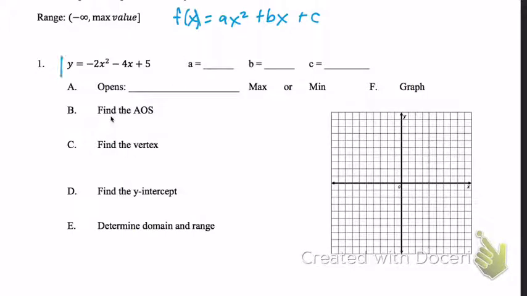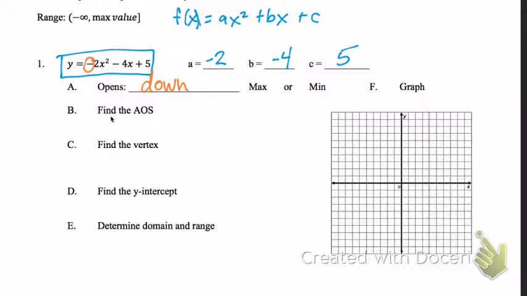Here we have an equation, y equals negative 2x squared minus 4x plus 5. My a is negative 2. My b is negative 4, and my c is 5. For part A, it says opens, and you have to tell me whether it opens up or down. This is all based on the sign of your a value. If your sign is negative, then you say that it opens down.